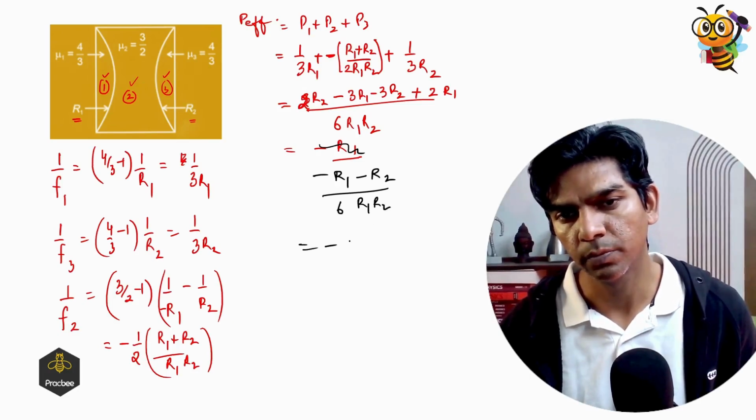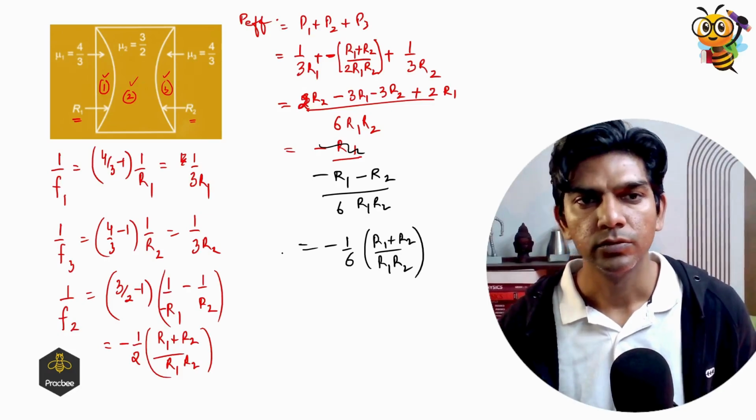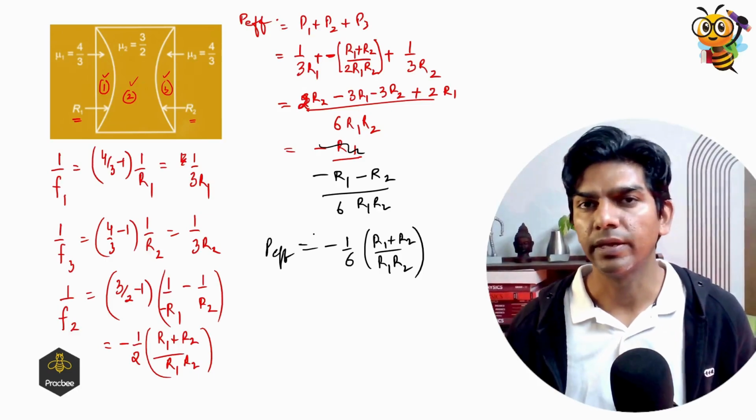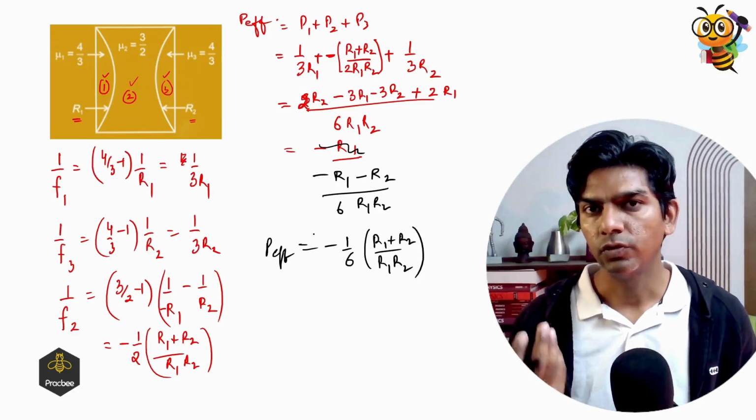So that comes out to be minus of 1 by 6 times R1 plus R2 divided by R1 R2. So that should be the effective power. Since the effective power comes out to be negative, this combination will behave like a diverging lens.